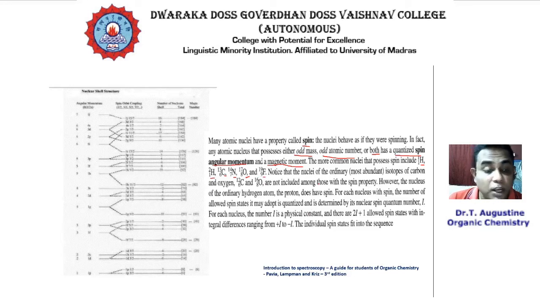The more common nuclei that possess this nuclear spin include hydrogen, deuterium, carbon 13, nitrogen 14, oxygen 17 and fluorine 19. Notice that the nuclei of the ordinary isotopes of carbon and oxygen, which are carbon 12 and oxygen 16, are not included among those with the spin property. However, the nucleus of the ordinary hydrogen atom, the proton, does have a spin.